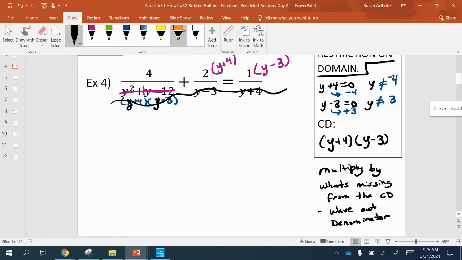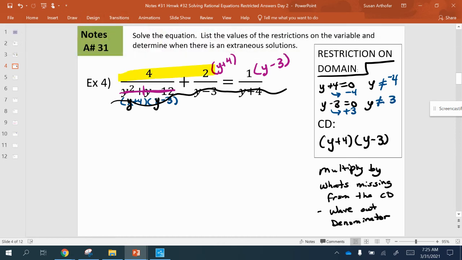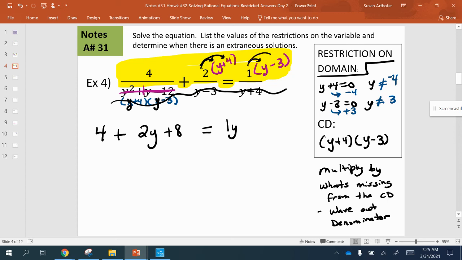So when you're doing the math, you're focused on this whole top part, and don't forget that there's some symbols in there. Okay, so that's all we're going to work with now. So I have a 4 plus, okay, I have to do 2 times y, 2y, 2 times 4, 8. Don't forget your equal sign. And then this will be 1y, and 1 times the negative 3 is negative 3.